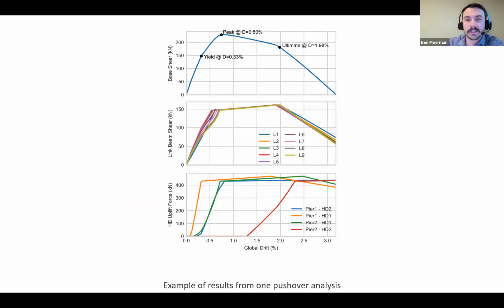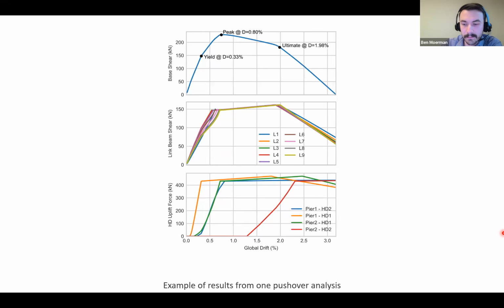From each of those prototypes that we proportioned, we basically got a graph like this. This is increasing drift level because, like I said, we were pushing it over. So the amount of base shear we can see for this particular system, which was a 9-story building: we hit our yield at about 0.3% drift, then we hit peak at 0.8%, and then down to ultimate at 2% drift. We can also see when the link beam started yielding, the first hold down yielded here, and the last hold down yielded here. And so it gave us a good feel for what's happening in the system.